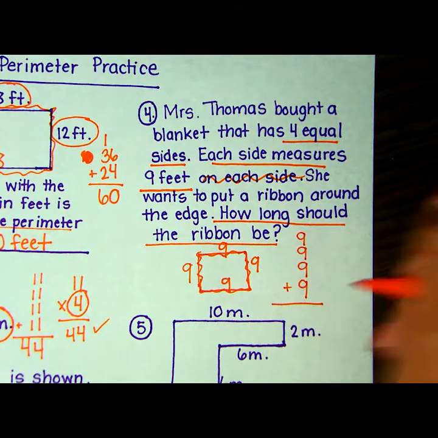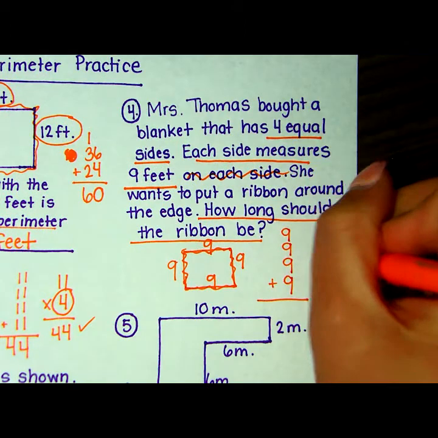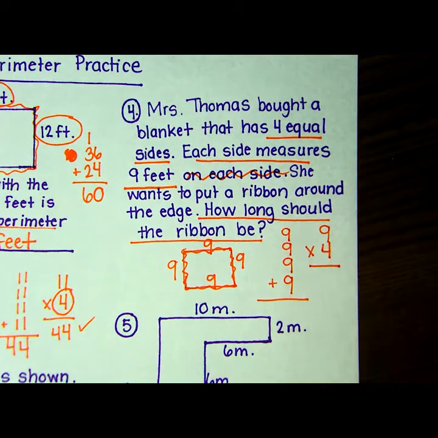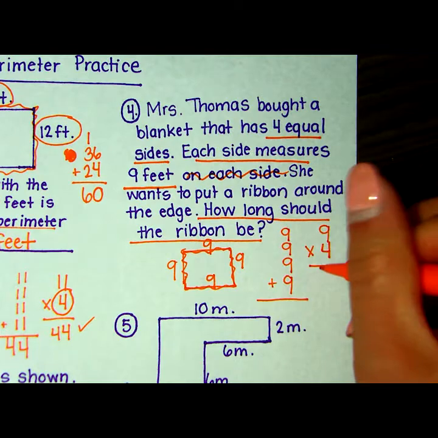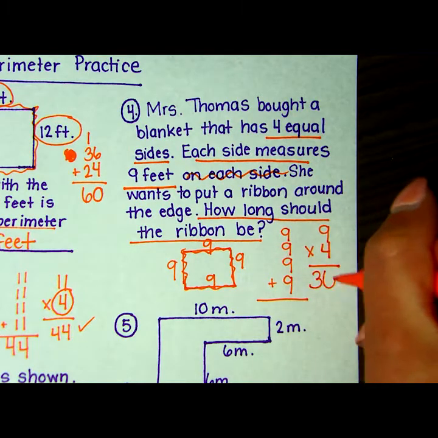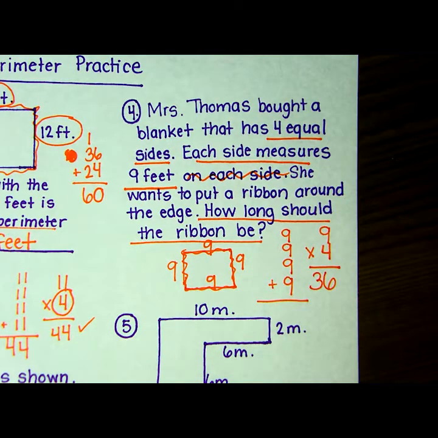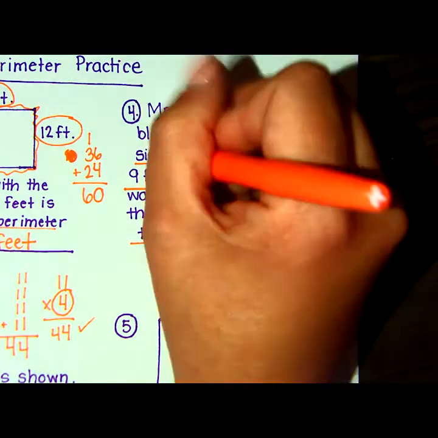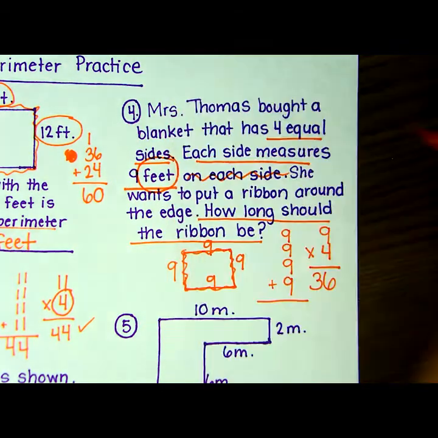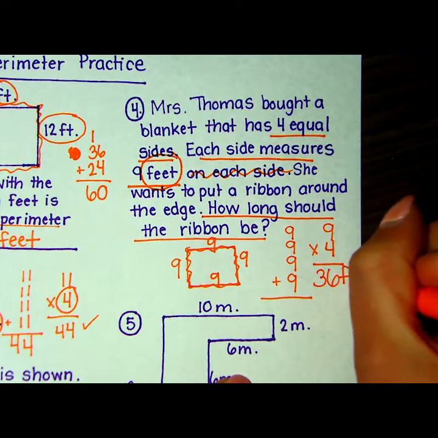Many of you also recognize that as 9 multiplied by 4 sides, and you know that 9 times 4 is equal to 36. 36 what? Go back up here. There it is. Feet. She needs 36 feet of ribbon.